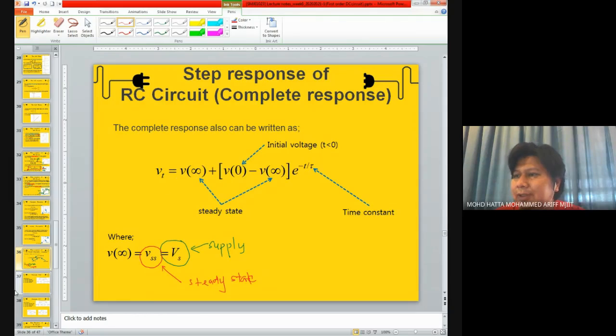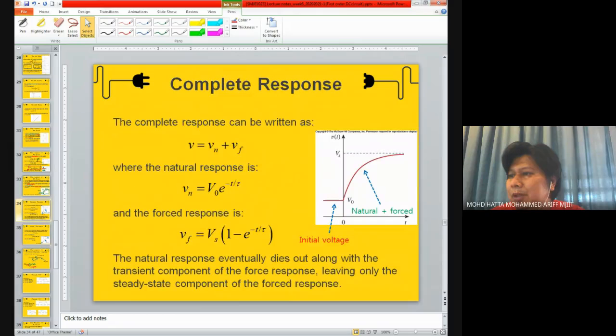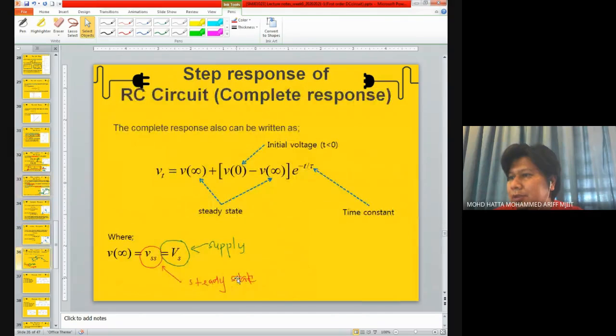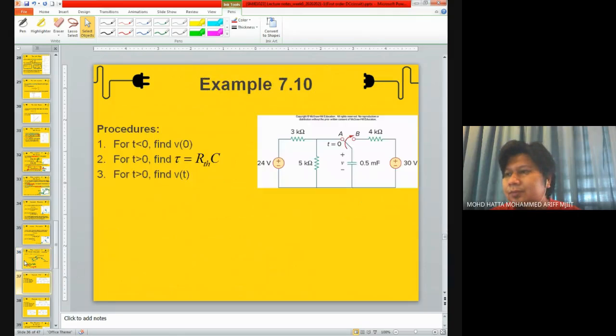Actually, this equation is the same equation you've seen over here, except that I change this Vs into V infinity, and the rest will be the same. So this is the complete response of voltage across the capacitor for t greater than 0. And again, V0 over here is the initial voltage across the capacitor at t less than 0.